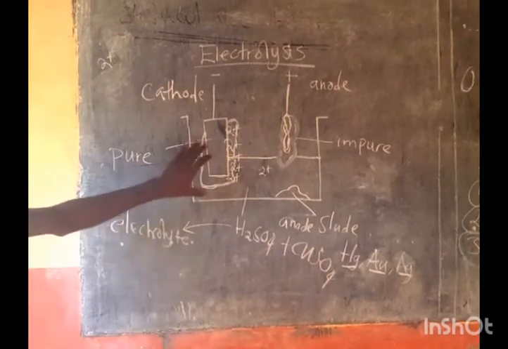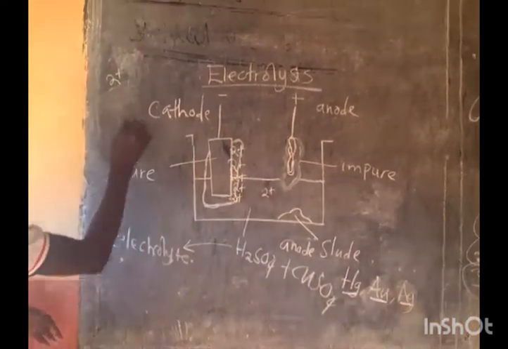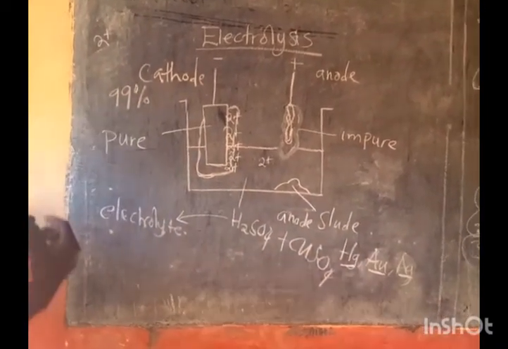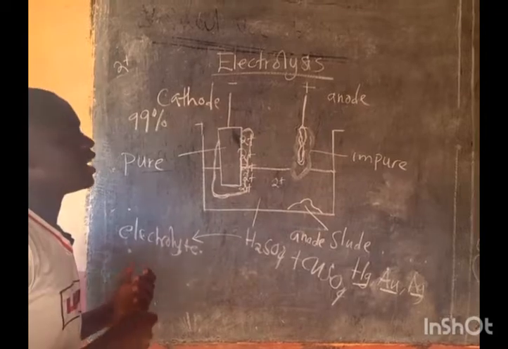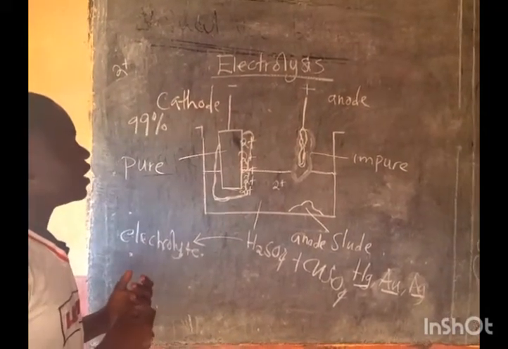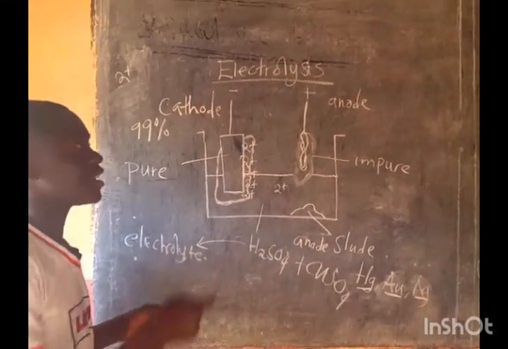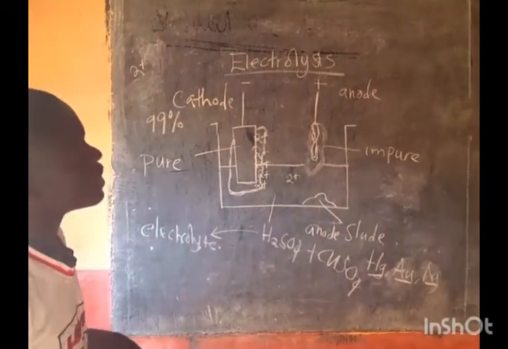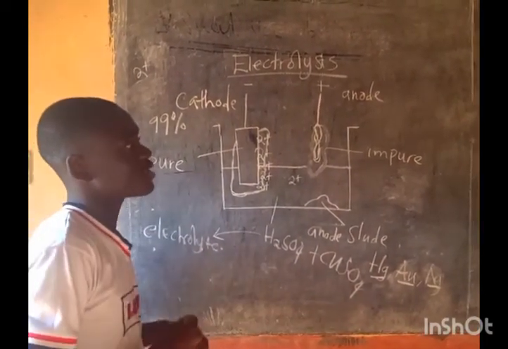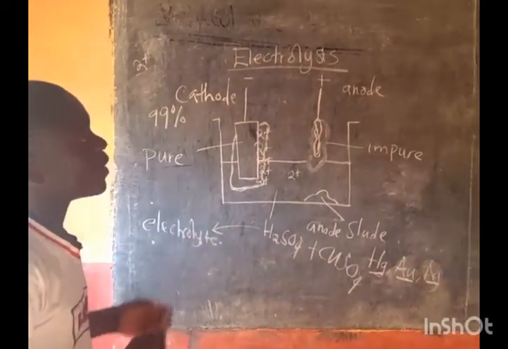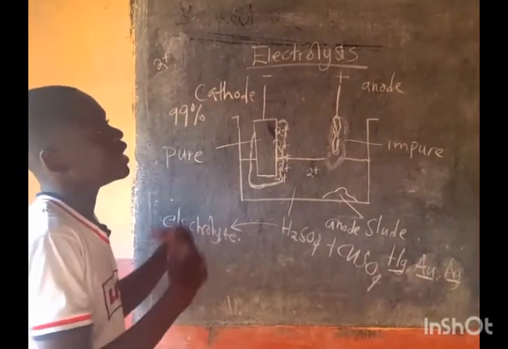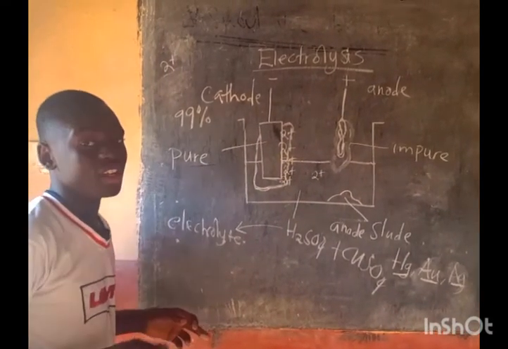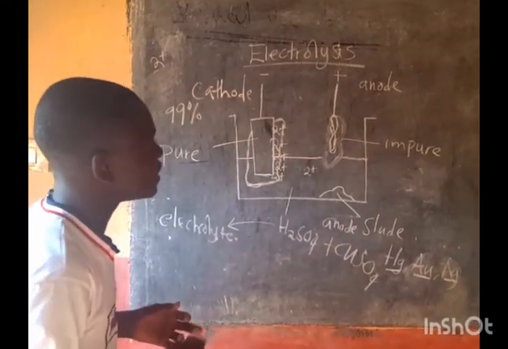So this copper now becomes 99% pure copper, which can be used to make copper wires, cooking utensils, and other things. This whole process is what we call the extraction of copper. This process is very bulky and it requires a lot of understanding and revision.